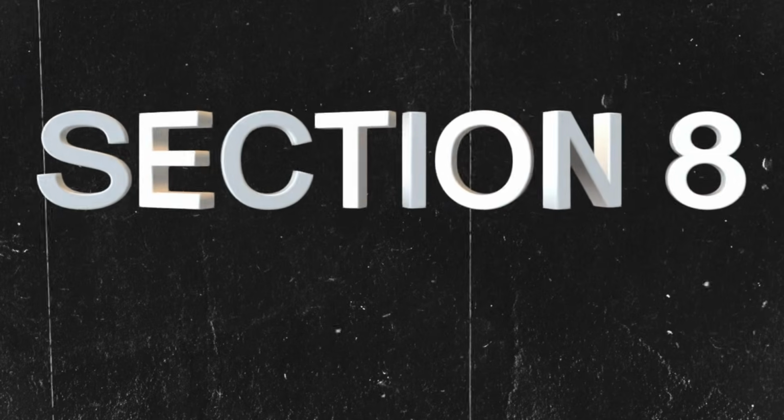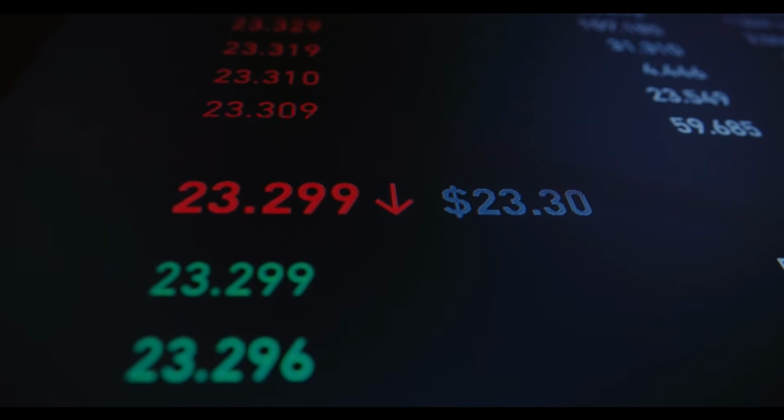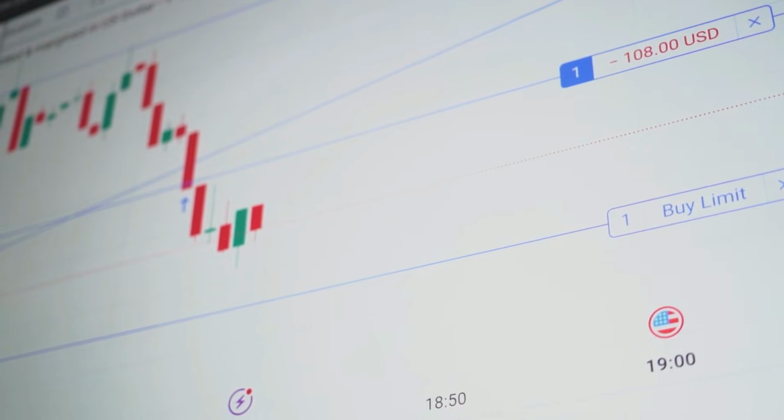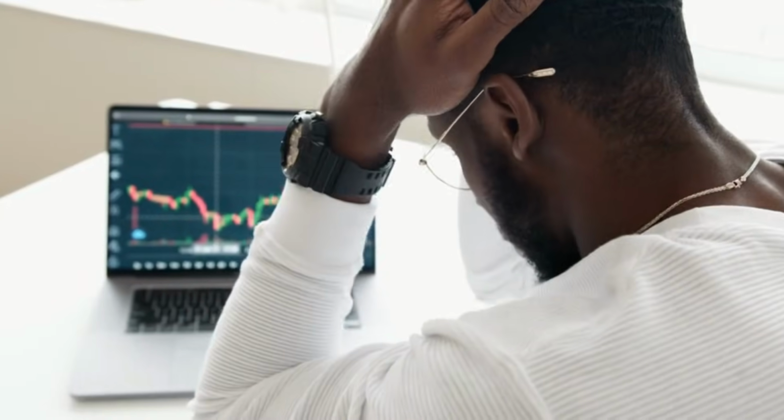Section 8. Risk management, the part nobody wants to hear. Even perfect pattern reading will not give you a 100% win rate. Losses are part of trading. So, always use stop loss, risk a small percentage per trade, and expect drawdowns. If you risk too much, even good setups will destroy your account. Patterns improve probability. They don't eliminate risk.